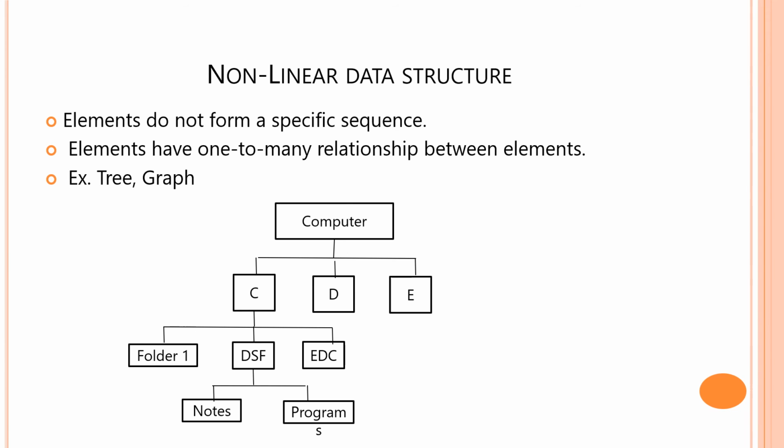Non-linear data structure. In a non-linear data structure, the elements have a one-to-many relationship between them. The elements do not form a specific sequence. Sometimes we cannot fully represent the relationship between the elements using a linear representation. For example, to show a family tree or to represent information about a road network, we need a non-linear data structure. For example, tree, graph, etc. And the diagram shows a tree-like structure.